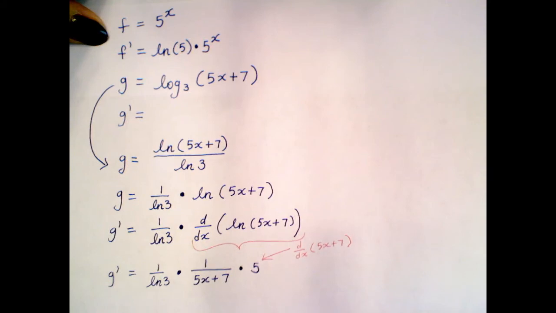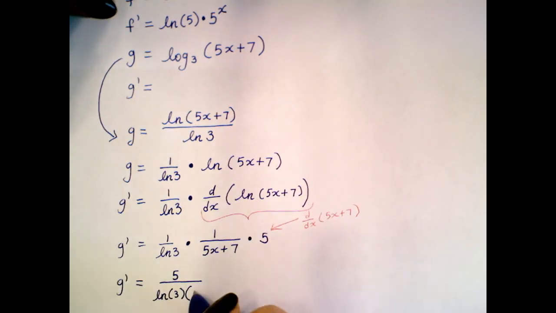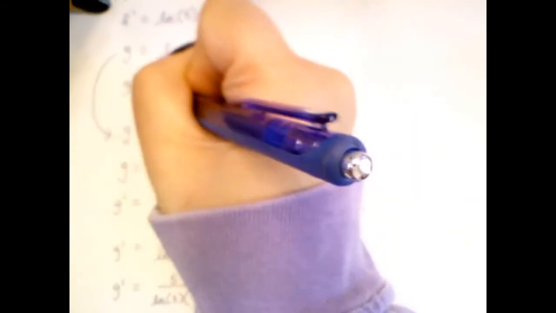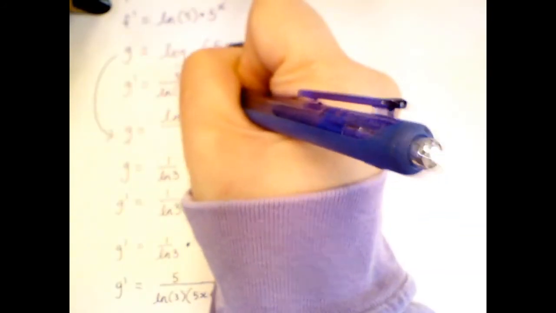Okay, so if I put these together, G prime is equal to 5 in the numerator. I'll have ln 3, and then the denominator is going to be, the other piece is going to be 5x plus 7. So this was a great review of the first lesson of, well, 2.6. So this is G prime, 5 over natural log of 3 times 5x plus 7.